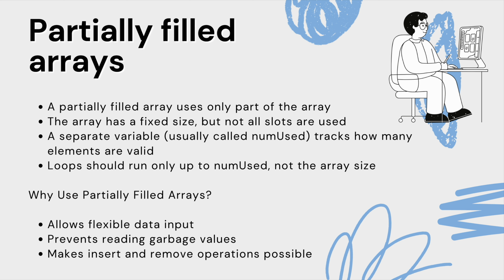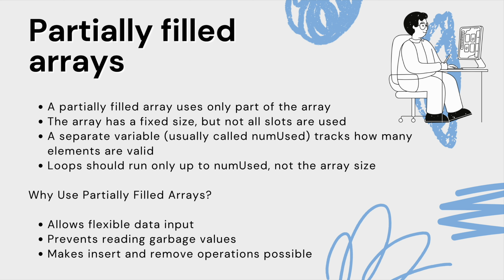When using loops, we never loop to the full array size. We only loop from 0 to numUsed. This prevents us from reading garbage values and allows us to safely insert or remove elements by shifting values left or right. Partially filled arrays are extremely common in real programs and show up before students learn vectors.